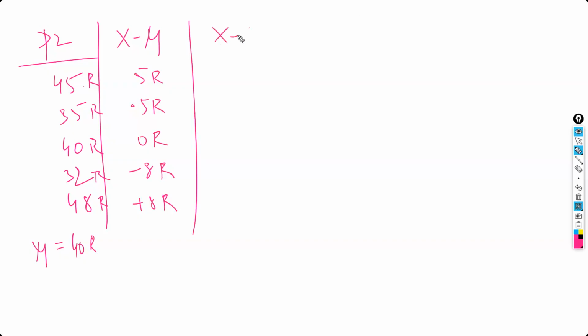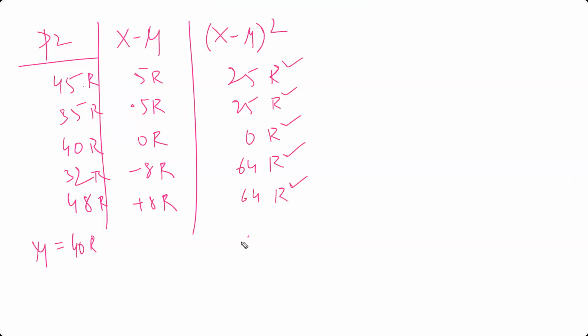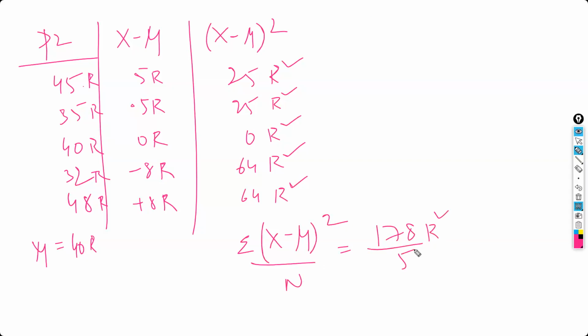Now you are going to do x minus mu, whole square. This is called the square deviation. That is 25 runs square, 25 runs square, 0 runs square, 64 runs square, 64 runs square. Now you calculate the mean over this column. Applying the mean, you get 178 runs square divided by 5, which is 18.9 runs square. You say, I don't want runs square. I want the deviation in terms of runs, not in runs square.